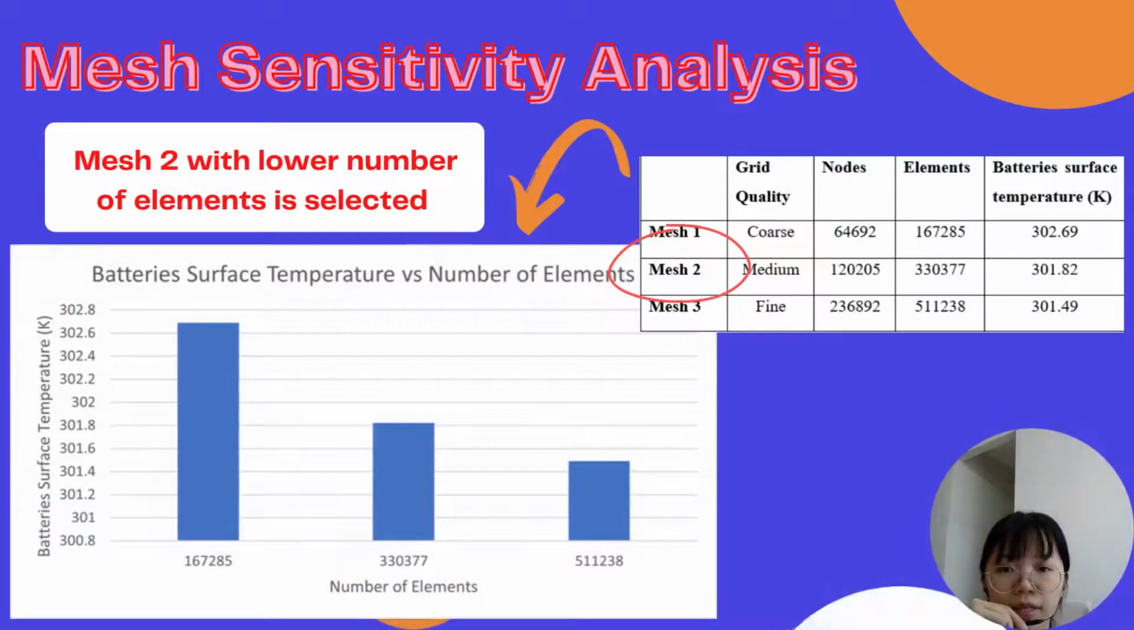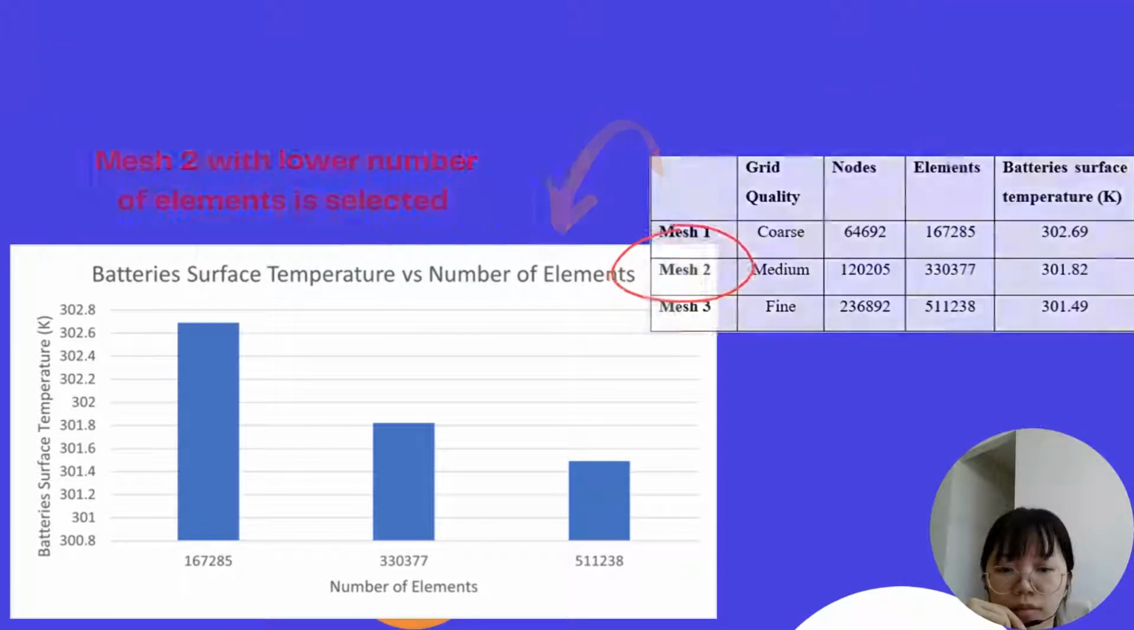For the mesh sensitivity analysis, three different meshes with various grades are applied to investigate the accuracy of the result. As a conclusion, mesh 2 was chosen because when further increasing the mesh quality to mesh 3, it only yields minor changes, and hence mesh 2 with a lower number of elements is selected.